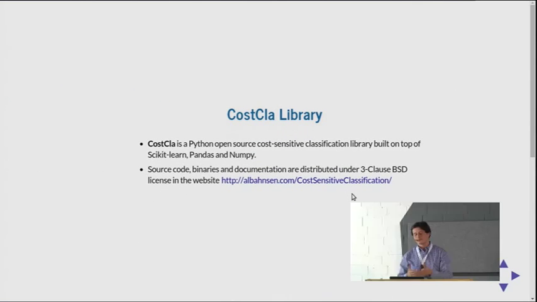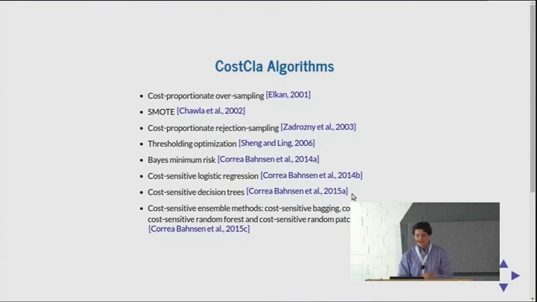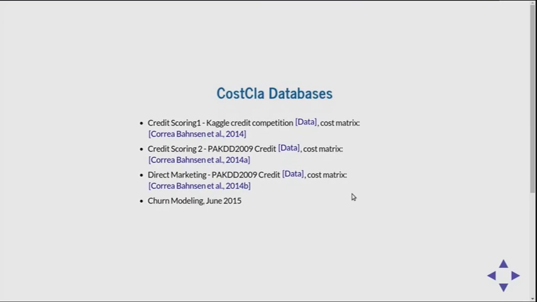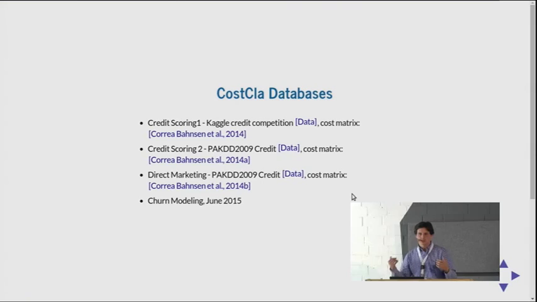So the library is built on top of scikit-learn, pandas, and NumPy, as expected. There is a bunch of different algorithms, in particular, of course, the one I did through my PhD, but there are some others. There are some datasets. So there is already some dataset with the cost matrix already calculated. I think that's a very important contribution, because one of the issues in the research in this field of cost-sensitive classification is that there are not good enough data sets that actually have all the financial information.